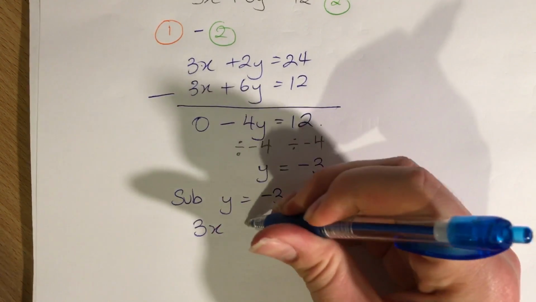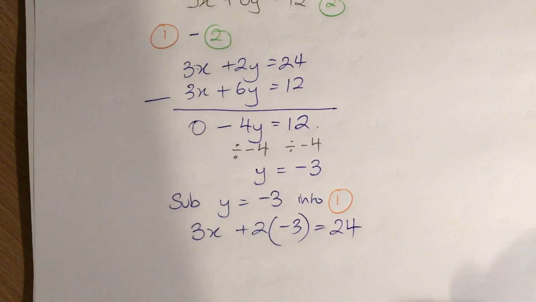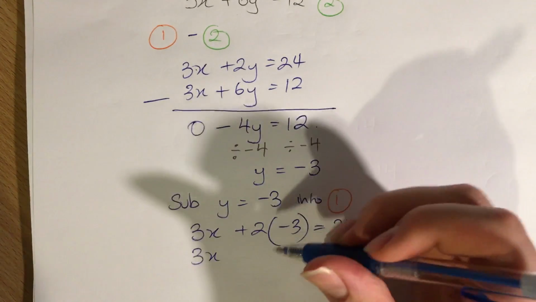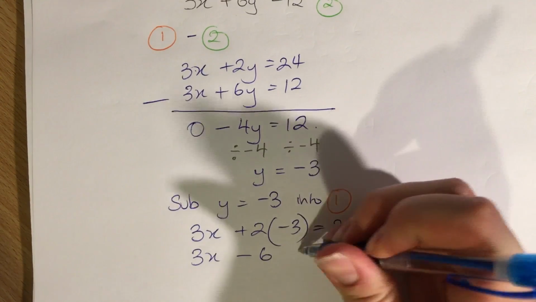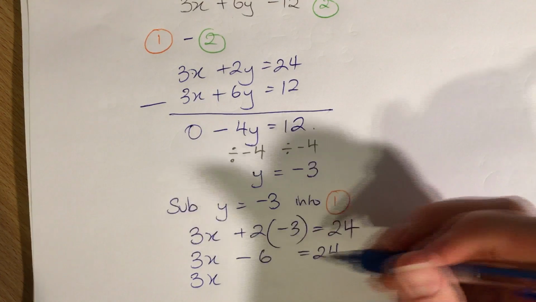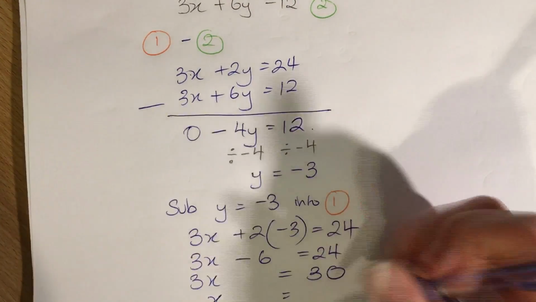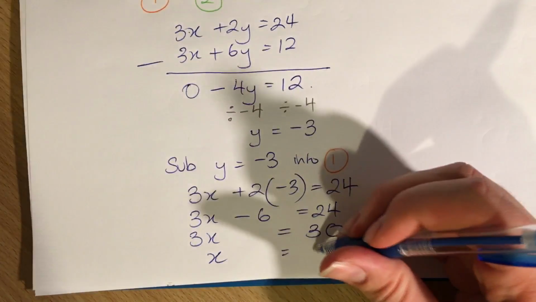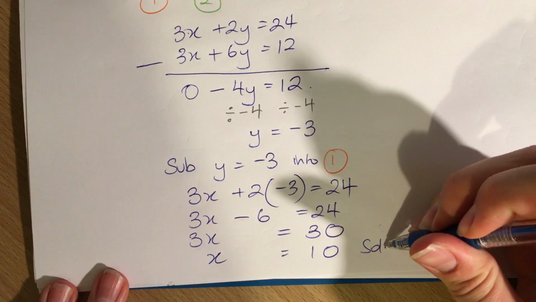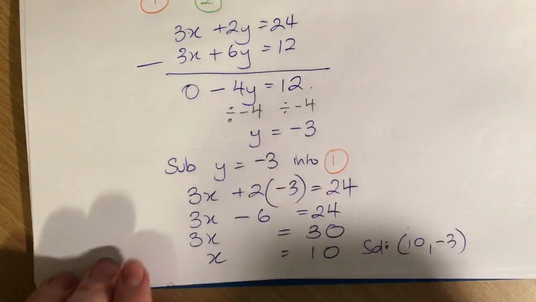So I'm going to get 3x plus 2 times negative 3 is equal to 24. So 3x, positive 2 multiplied by negative 3 is going to be negative 6, is equal to 24. 3x negative 6, so I need to add 6 on both sides. That's equal to 30. Divide both sides by 3, and you get x is equal to 10. So my solution is 10, negative 3.